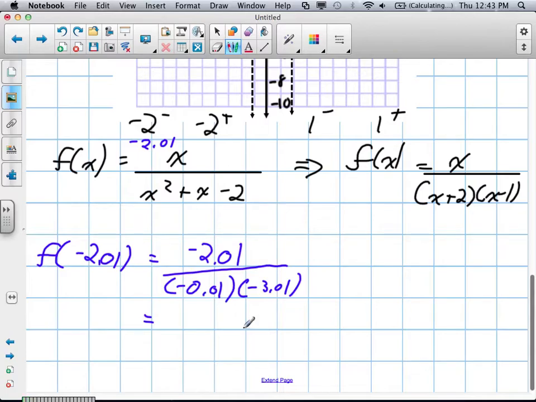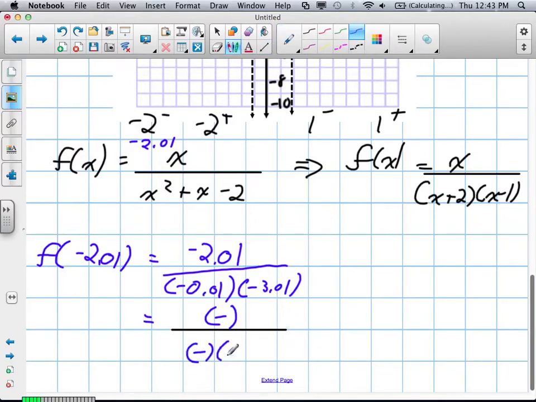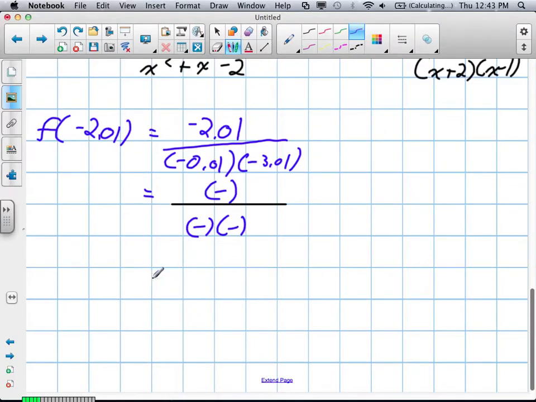But we really want to know, are we positive or negative, so we know if we're approaching positive or negative infinity. Okay? So what I'm going to really do here is replace these values. I'm just going to write a negative on top, and we're going to think of our multiplying and dividing rules. A negative, and then I have a negative times a negative. Well, what's that going to give me? A negative divided by a positive, which gives me a negative term.